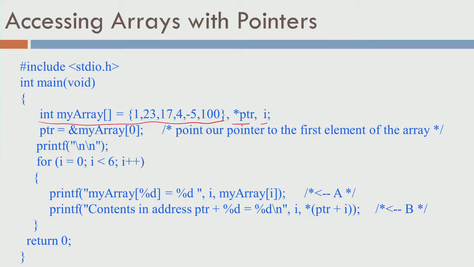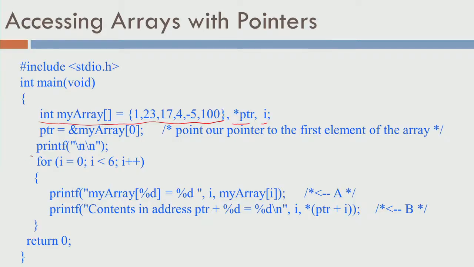Following that we have star ptr and I. So, what we have in this line is 2 integers, one integer called I, one integer array called my array and one integer pointer called ptr. That is what you have in line 1. And in the next line we have ptr equals ampersand of my array of 0. So, ptr is now pointing at the 0th location of my array. You can also replace this with ptr equals my array, that is also valid and it does the same thing.